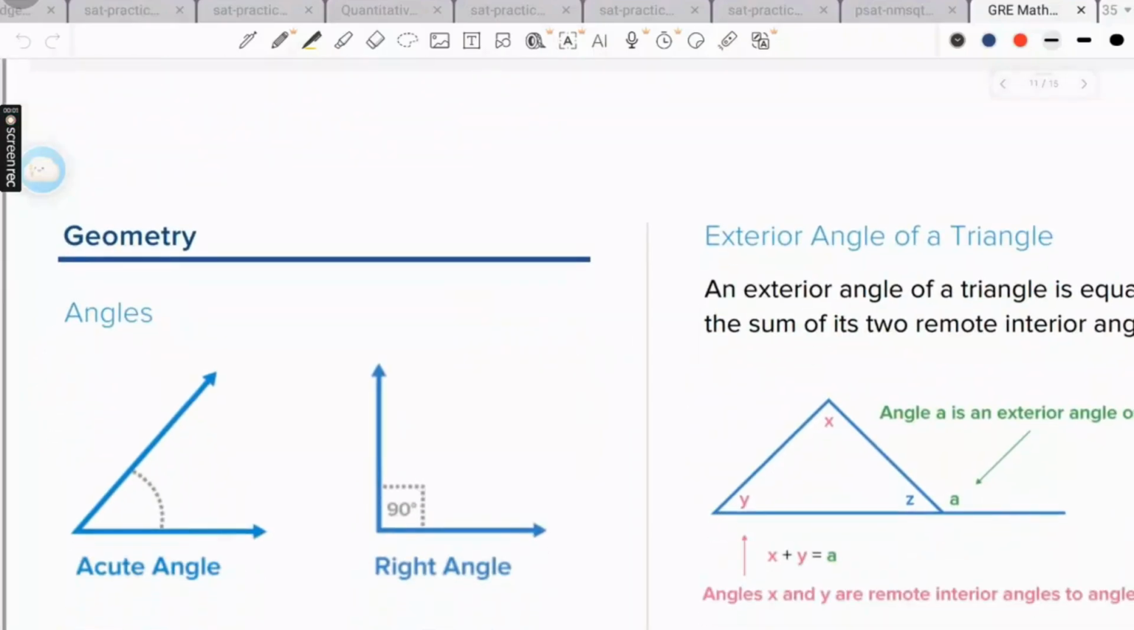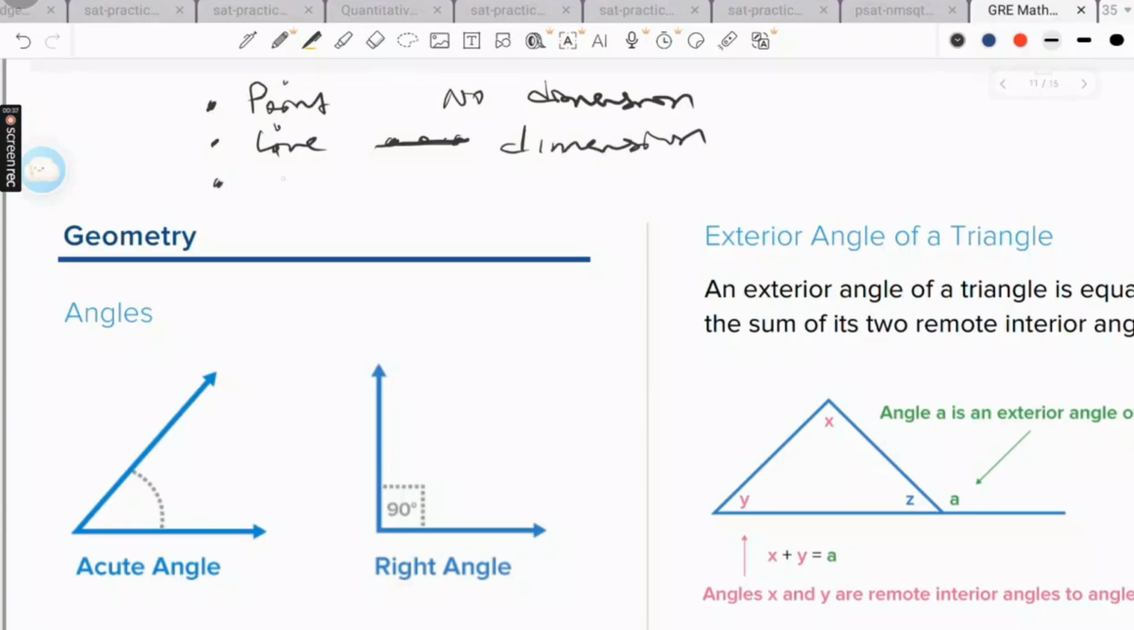We start with points. A point like this has no dimension. Line: you see points, points, points, you join them together, they form a line, and the line is one dimension.